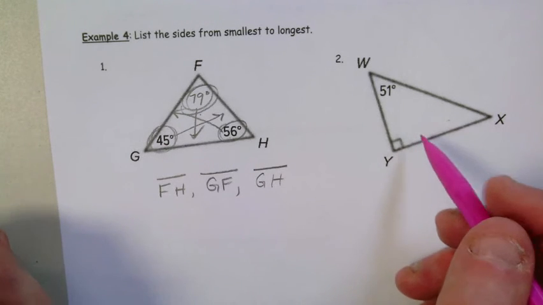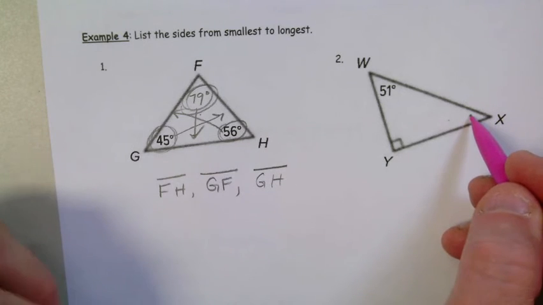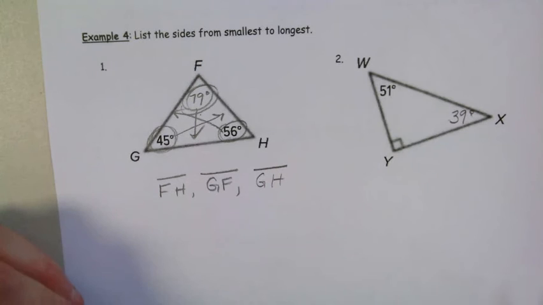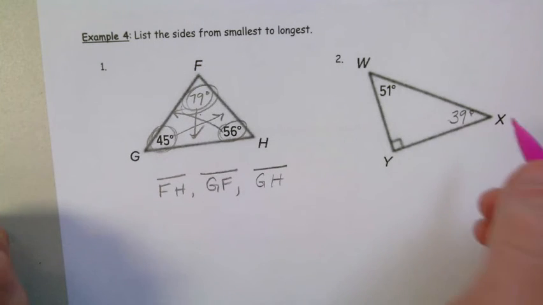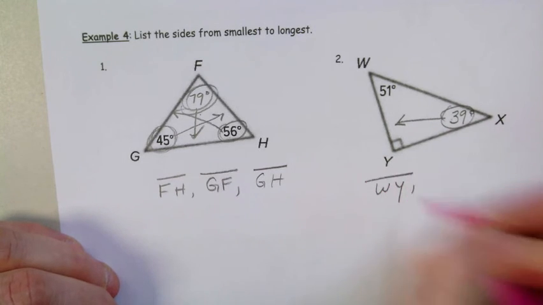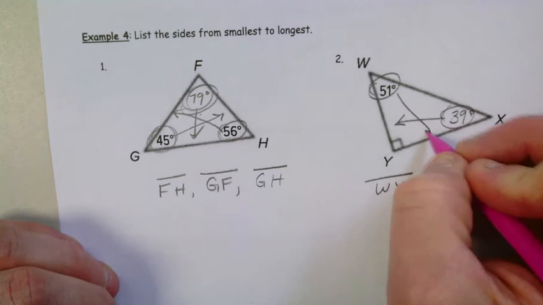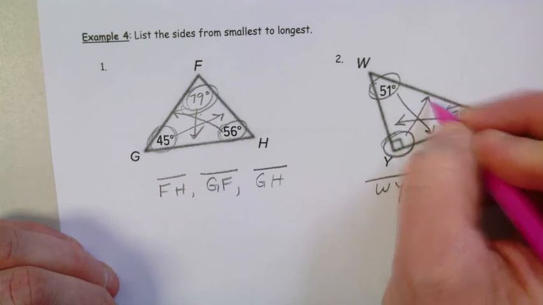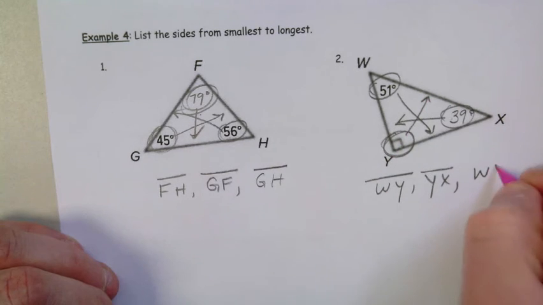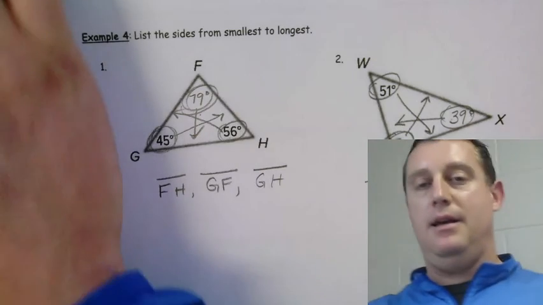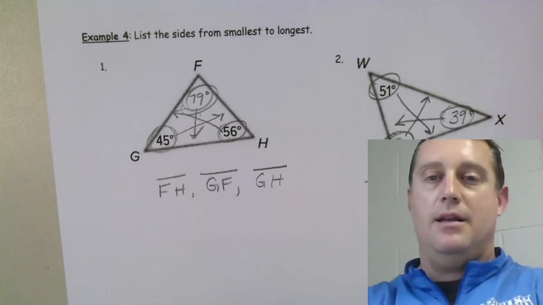Over here, if I figure out what this angle measurement is, 39 degrees. My smallest side will be WY. My next smallest side will be YX. And my largest side is always my hypotenuse in a right triangle. So we have WX.